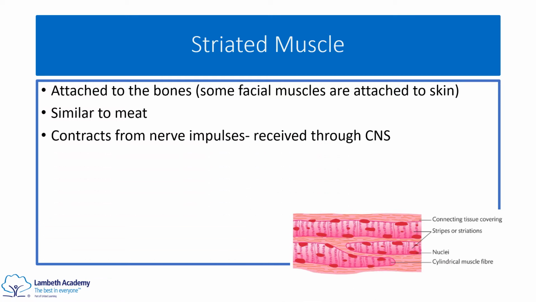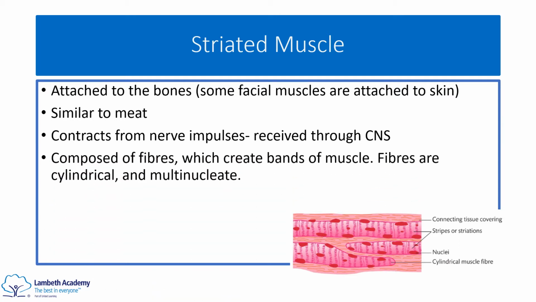As I've already stated, the muscles contract from nerve impulses that are sent from our central nervous system. We tell our muscles that we want them to work, and our central nervous system sends a little signal to our muscles so that can happen.